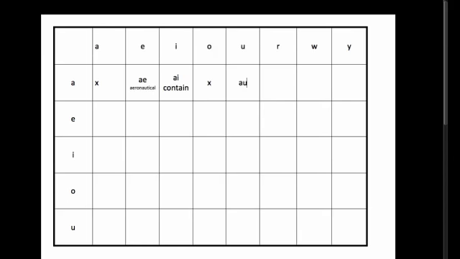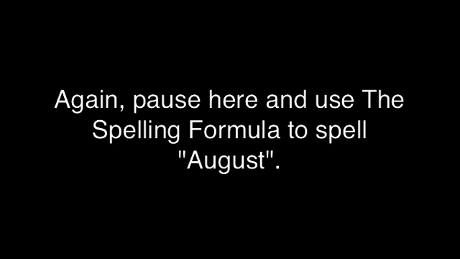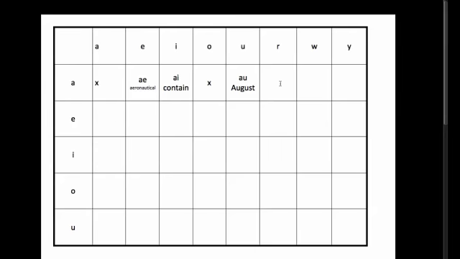AU, yes or no? Definitely. AU says or. Let's use the spelling formula to spell the or word, August. Now we have August. On to the next square. AR, yes or no? That's right, R is a common 2-letter vowel. Let's use the word particularly.